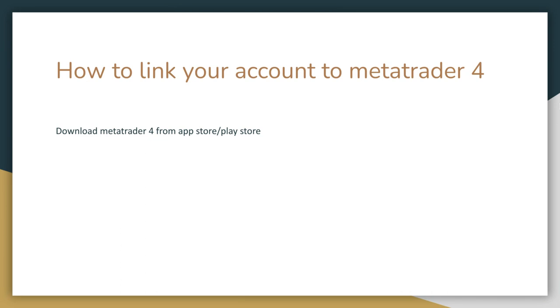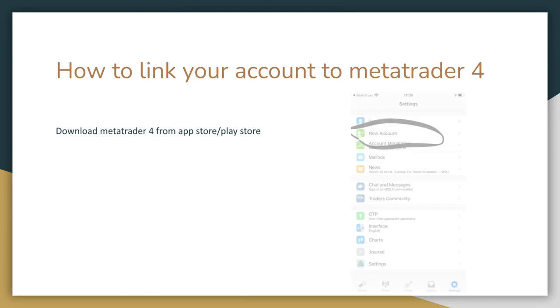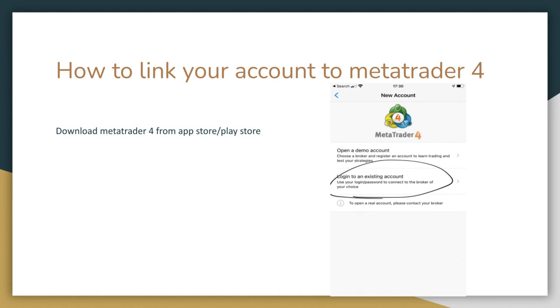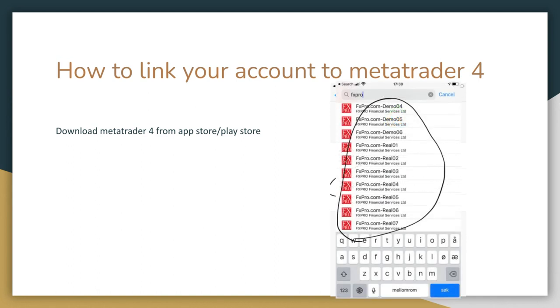Okay. When you have downloaded MetaTrader 4, you have to remember your details, so have them up on your PC so you can see the number, password, and the server. You click on Settings in the app, and then click on New Account. Then you click on Login to an existing account, because the broker has already made an account for you. Then you search for FxPro. The server depends on your account. In my case, it was Real 05, so I'm going to click on that server.